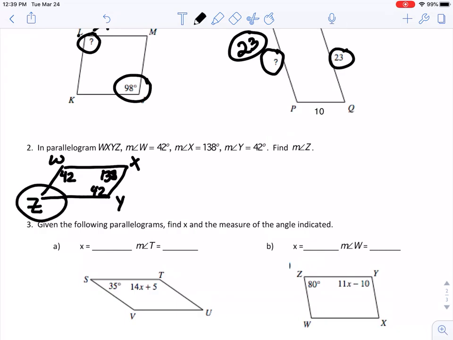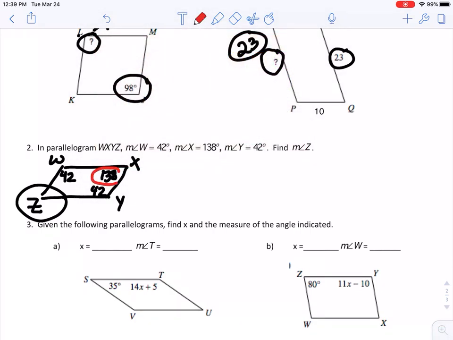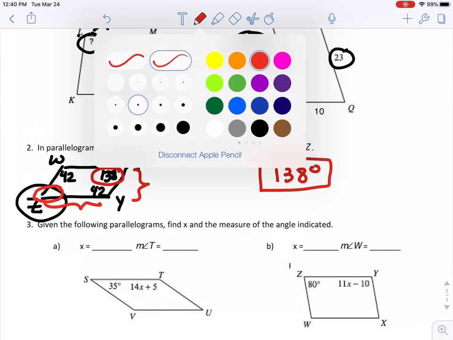Well, there's two ways you can do it. The simplest way is, remember, we talked about opposite angles are congruent. So this one and this one have to be the same, so that means Z has to be 138 degrees. The other way you can do it is, remember, we also talked about that third property, consecutive angles are supplementary. That means these two add up to 180, so you can use these two ideas and do it the same way. So there's multiple ways to do some of these problems.